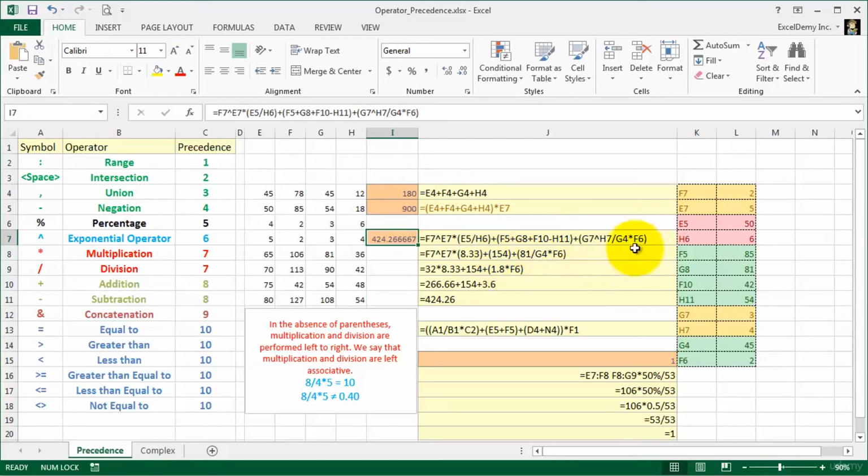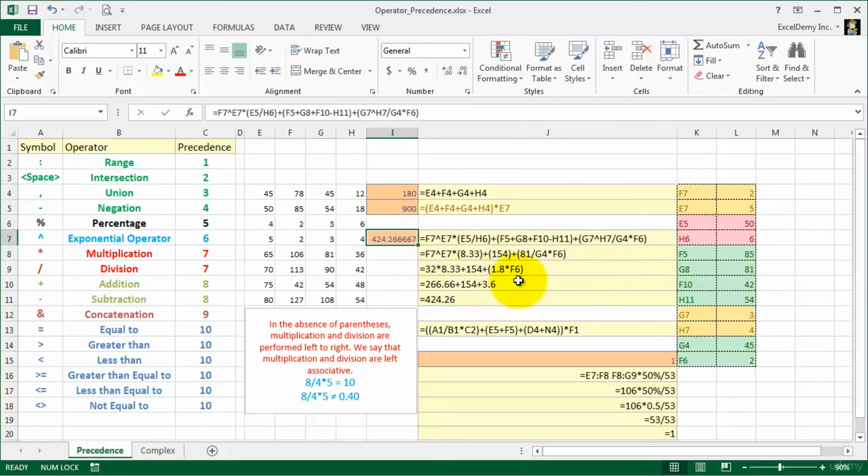In this expression, G7 to the power H7 will be calculated first. The reason is exponentiation has higher precedence level over multiplication and division. G7 to the power H7 results in 81. So the new expression is like this one. Now F7 to the power E7 is equal to 32. 154 will be as it is. And in this expression, according to left associativity, 81 divided by G4 is equal to 1.8. The new expression will be like this one.